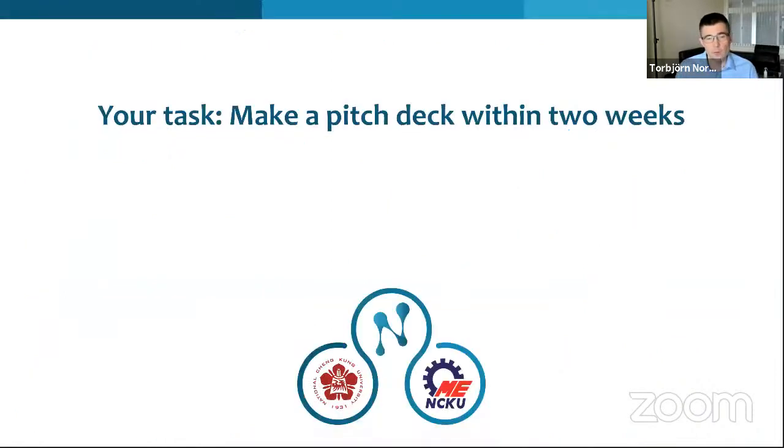Now, your task is to, within the next 2 weeks, make a pitch deck, because during the lecture 2 weeks from now, you will actually be pitching, and everyone in the audience will get to vote by investing money into the companies that are pitching.